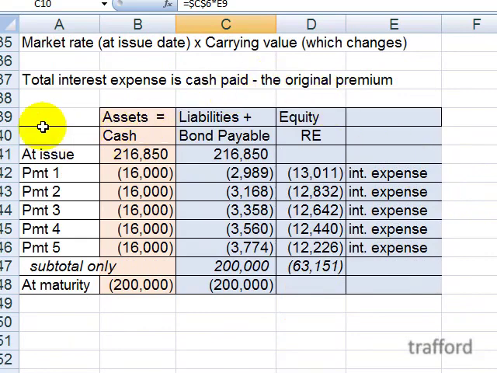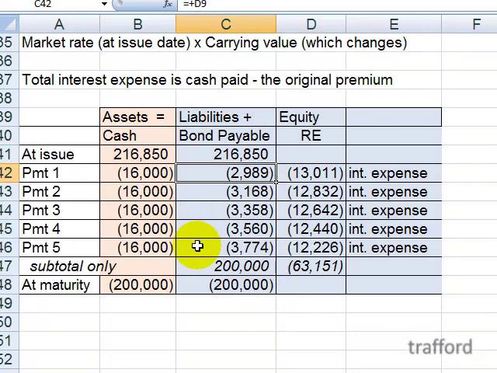And here's our transaction analysis for the bond, summarized over the life of the bond. At the issue date, the corporation receives $216,850 from the bondholders. It has to pay them back, so it records the long-term liability, a bond payable of $216,850. At each interest payment date, the corporation is going to reduce cash by the amount of cash paid to the bondholders, here $16,000. They're going to record the amount of interest expense that shows up on the amortization schedule that we just built together, and they'll adjust the carrying value of the bond account by the difference.